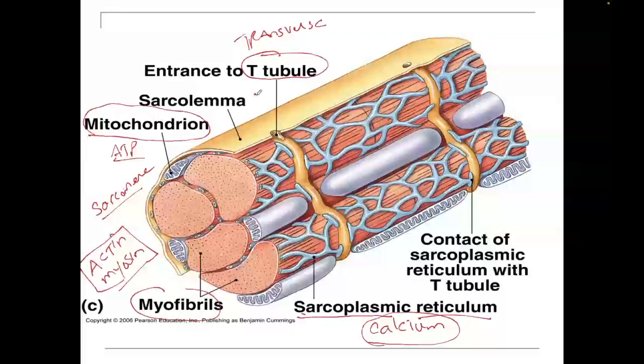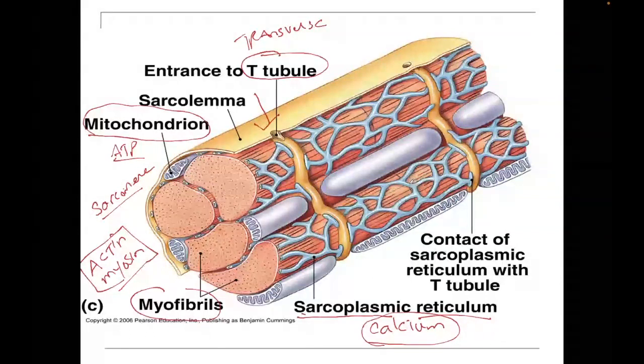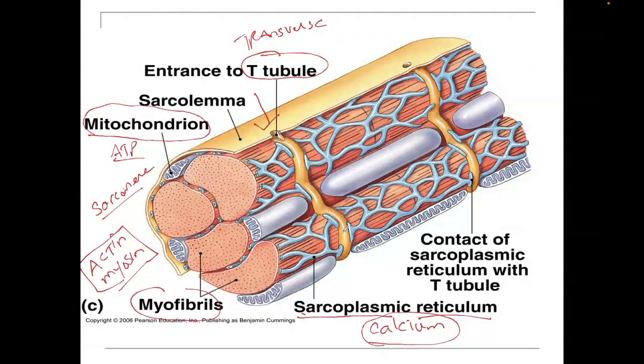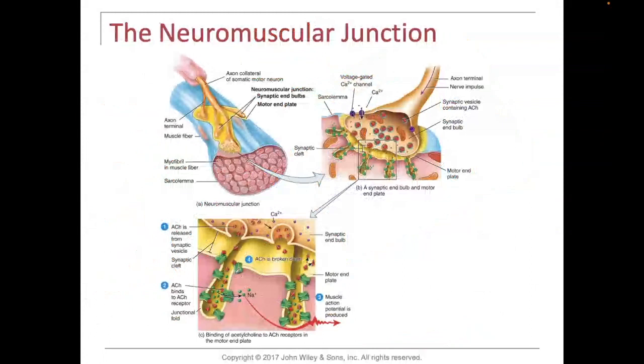So action potentials or nerve impulses are going to send signals down through this transverse tubule, and then it's going to spread across through the blue sarcoplasmic reticulum. And that sarcoplasmic reticulum stores calcium, so it's going to release calcium, and the calcium is going to have some effect on these myofibrils. Okay, that's an important concept there.